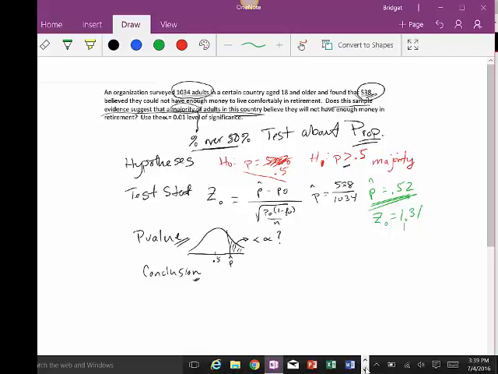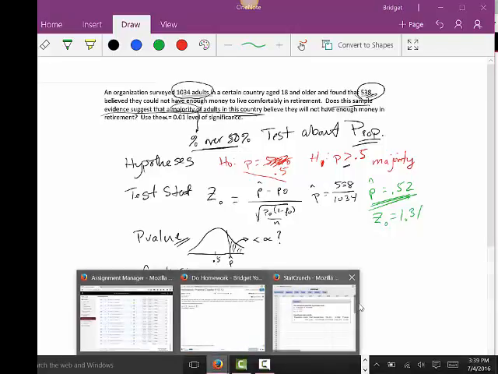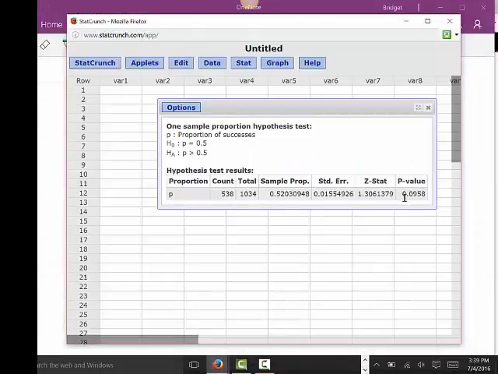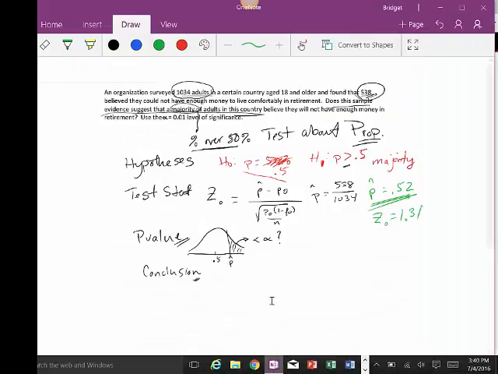So just quickly going back to StatCrunch here, our p-value in our output is 0.0958. 0.0958 is our p-value, so I'm going to go ahead and jot that down. You're going to have to enter that into StatCrunch. So our p-value is 0.0958, so this area right here is 0.0958.